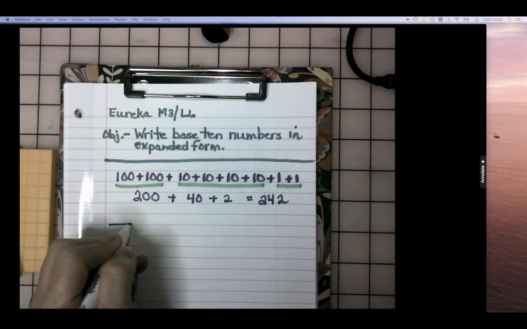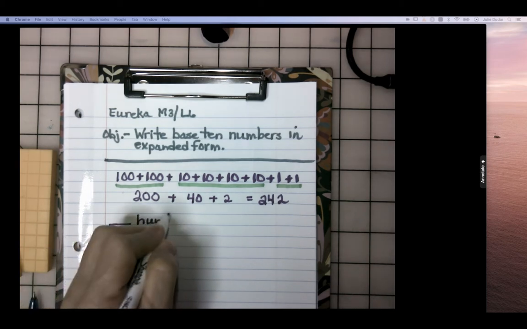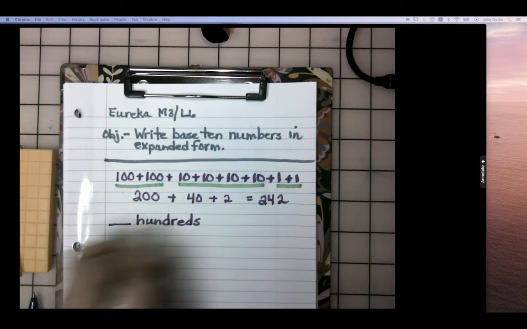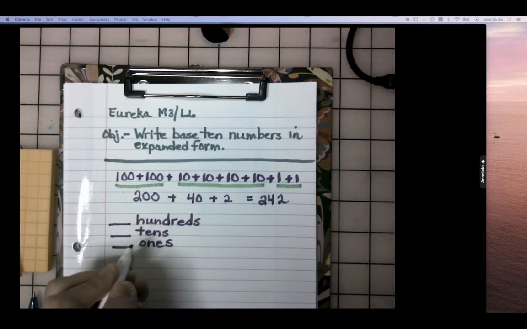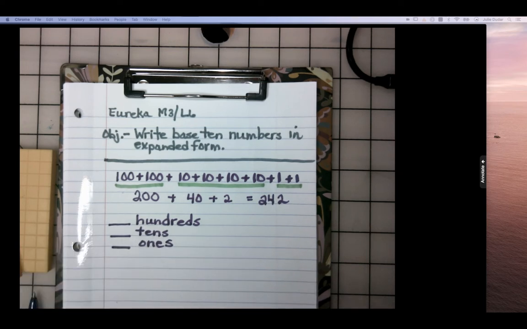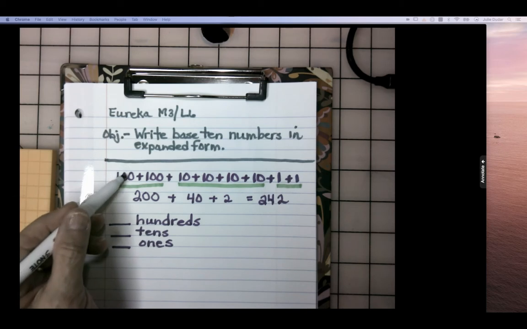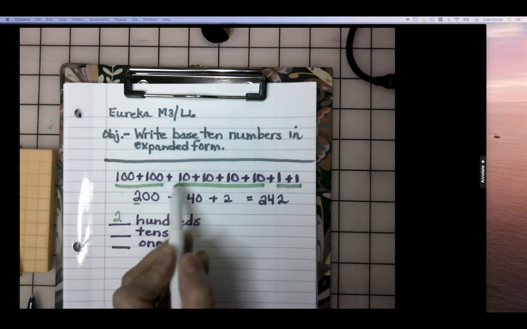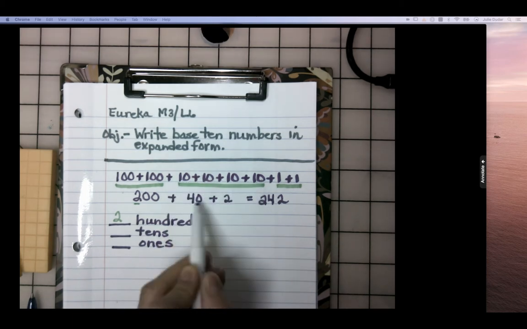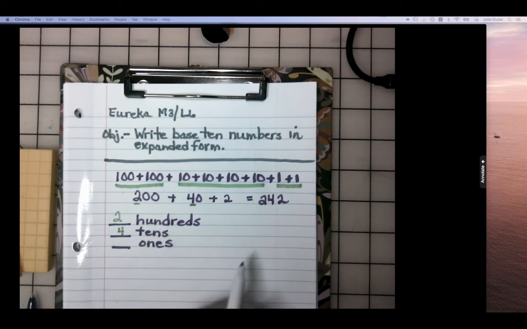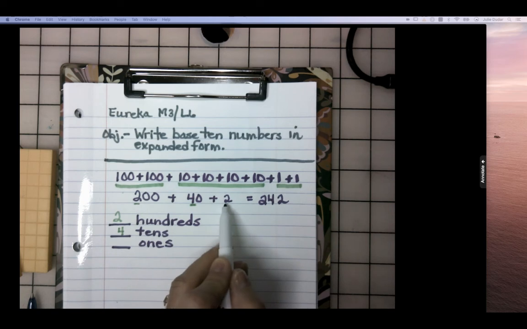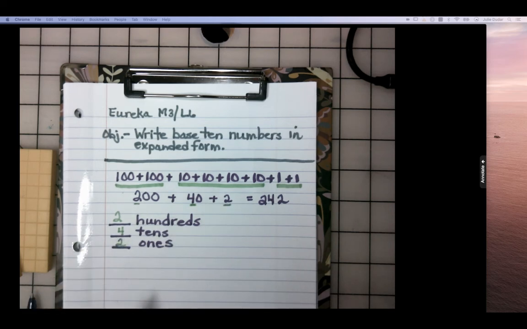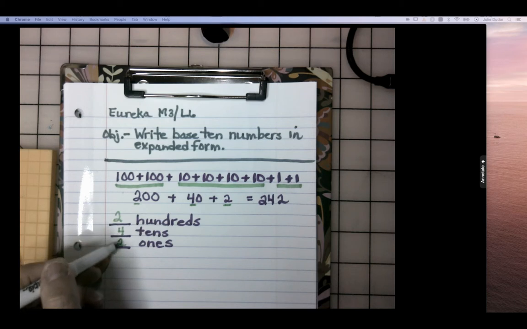Remember, unit form is where we write the number and how many we have of that number and what place it's in. Place is where it lives. Value is how much it's worth. So how many hundreds did we have? 1, 2. How many tens did we have? 1, 2, 3, 4. How many ones did we have? 1, 2. So we have unit form 2 hundreds, 4 tens, 2 ones.